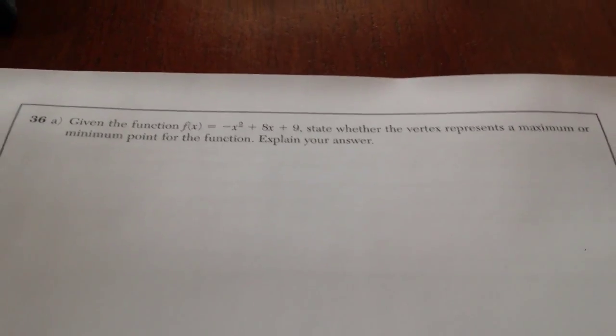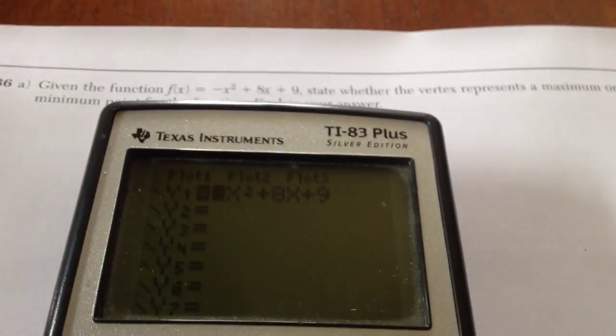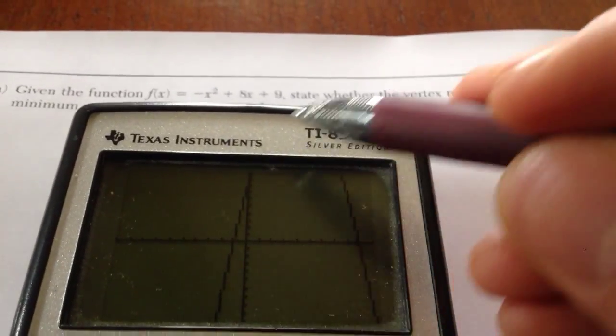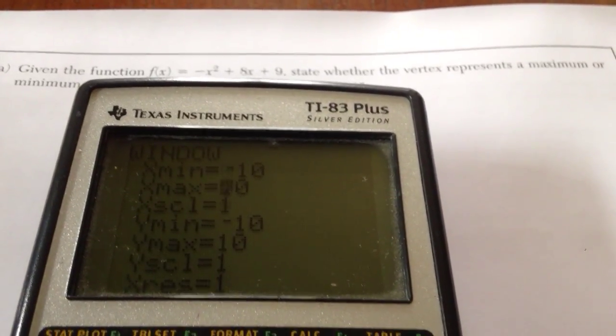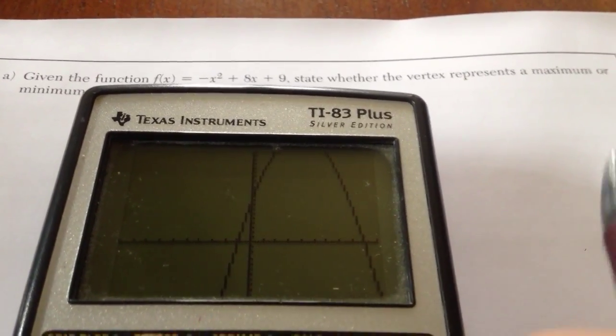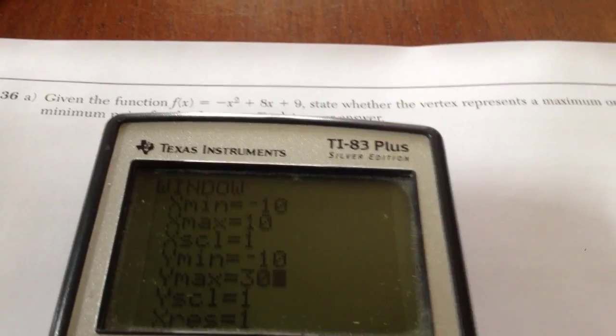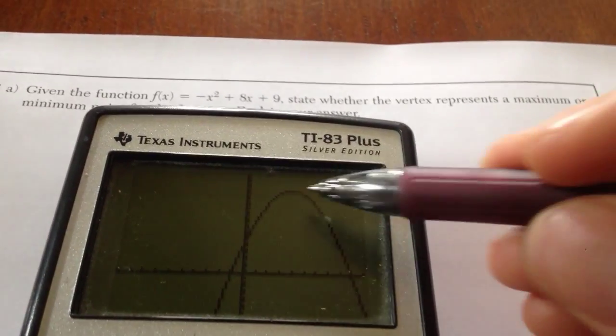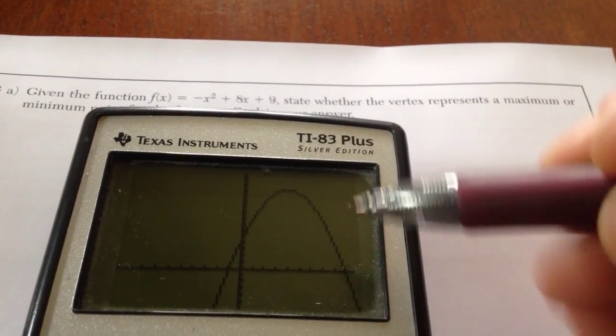Number 36, given the function, state whether the vertex represents a maximum or minimum point. So I'm going to go to my calculator. I am going to type in that equation. I'm going to hit graph. My graph's a little bit off the screen, so I could change my y maximum to, say, 20. Notice it's still not really that visible, so we'll say 30. Okay, this vertex, the turning point of a parabola, is a maximum.